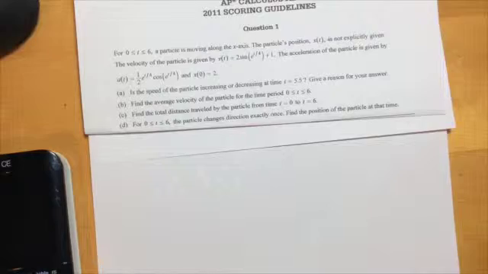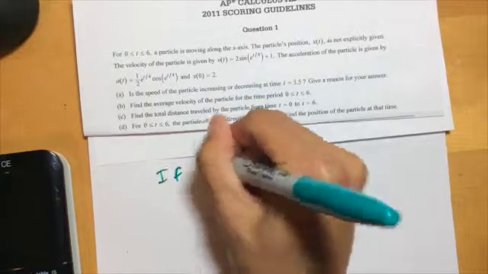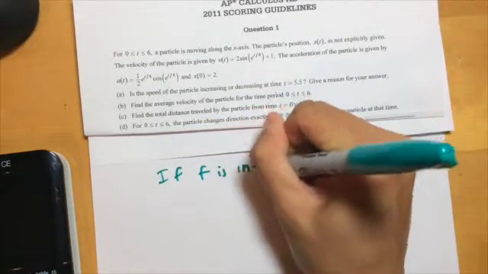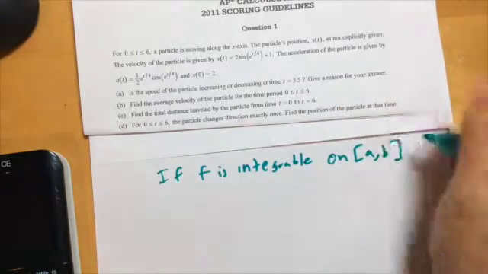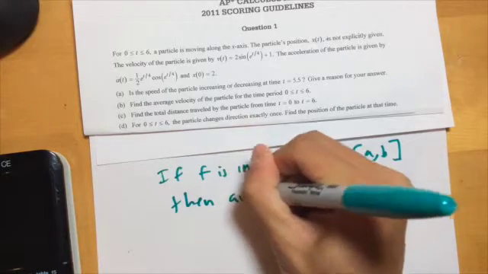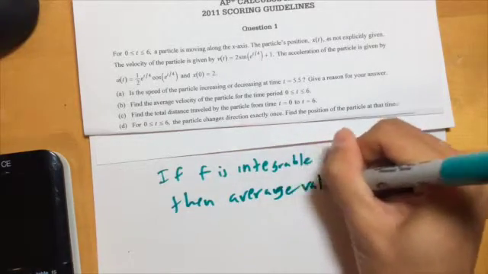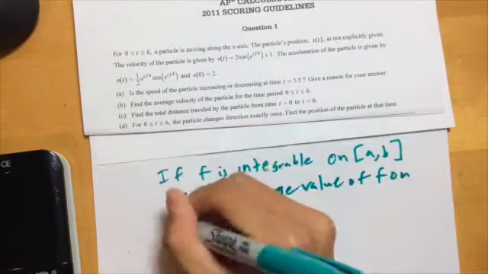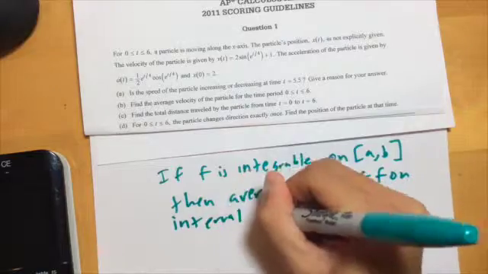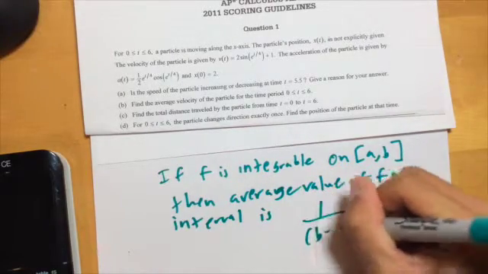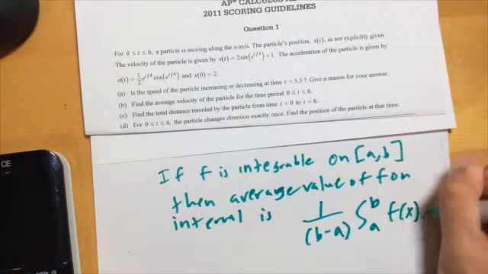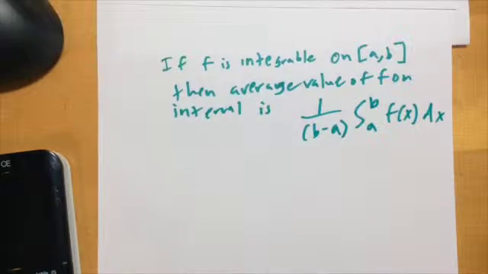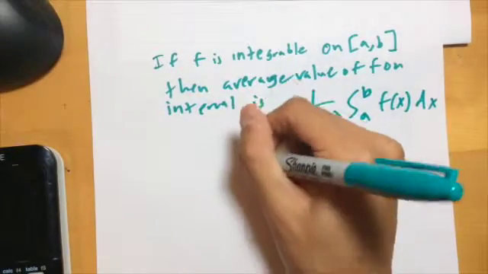So the equation to define the average velocity of a function on an interval is given by this. If f is integrable on [a, b], then the average value is one over b minus a times the integral from a to b of f of x dx. Because this is asking for the average velocity, when you plug in the numbers, it will look like this.